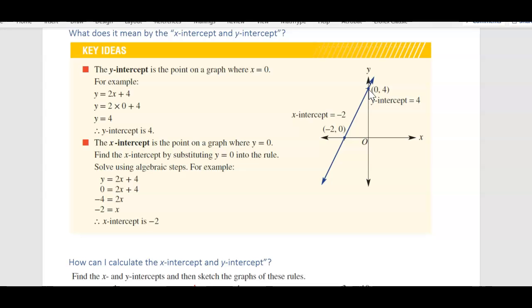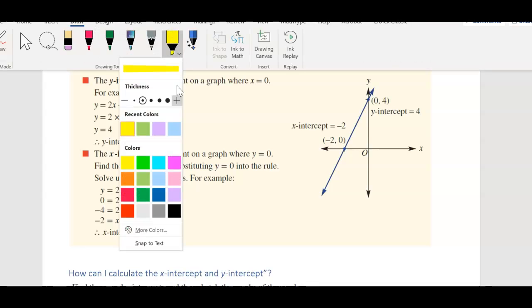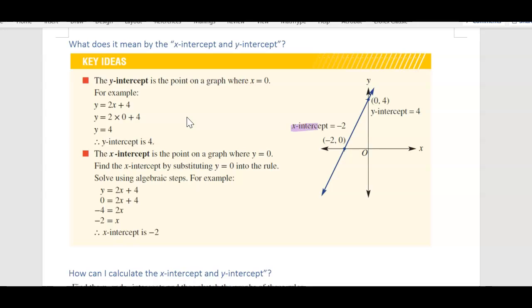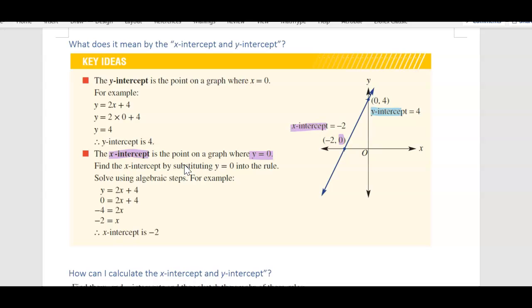So you can read that sometimes off your graph, or let's just say we can't read it off. Our x-intercept is when y is equal to 0. And we already have looked at the y-intercept a bit. The y-intercept is when x equals 0. So your y-intercept is where x equals 0.